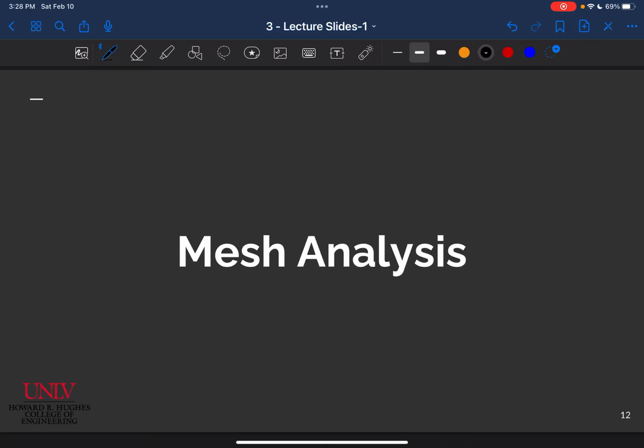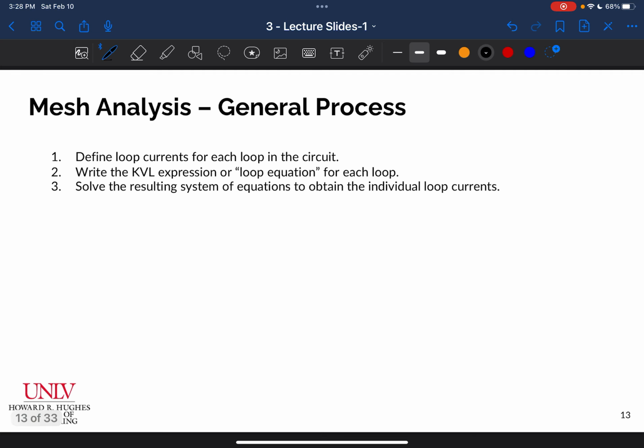That's basically just KVL. What mesh analysis is, I've actually had previous students liken it to KVL, and I think it is very similar to KVL. And it's going to use KVL in the steps. It's basically just defining a KVL equation for each loop in the circuit, and then solving the resulting system of equations. It's very algebraic, very systematic. If you're very systematic and you really like to just chop through algebra, you might really like mesh analysis.